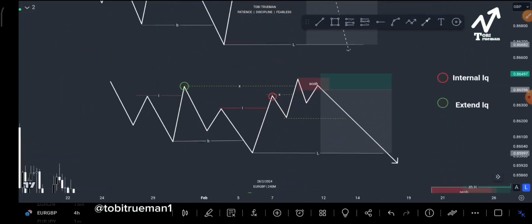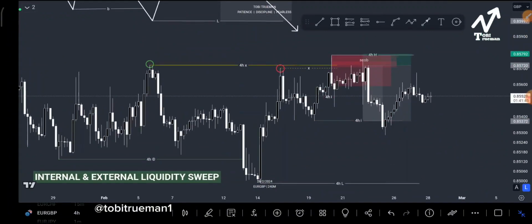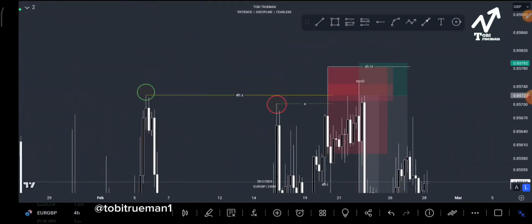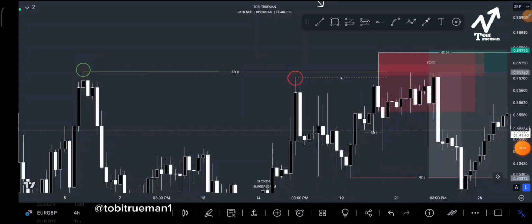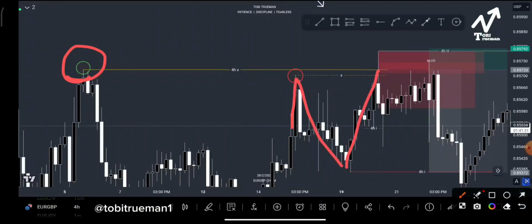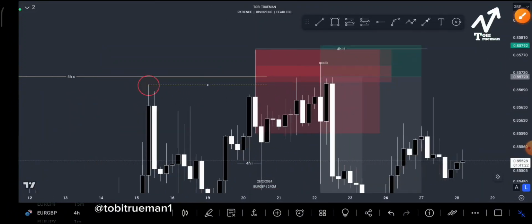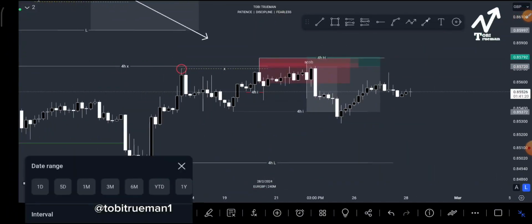So going back to the main structure, you can see that the wick that swept the internal structure is also the wick that swept the external structure. This is the external structure point of interest, that's the high point. Then price gave us internal structure liquidity and swept it, and the same wick swept the external. That gave me more confidence, so I went on to the lower time frame. Let me now go to the 15 minute time frame.